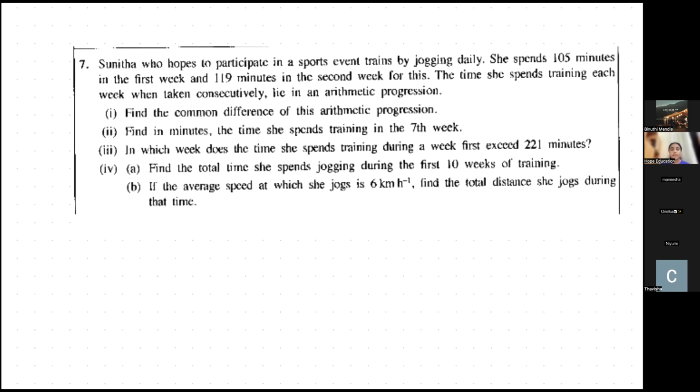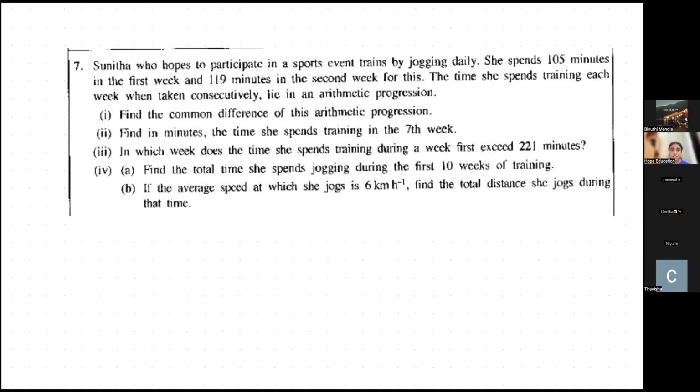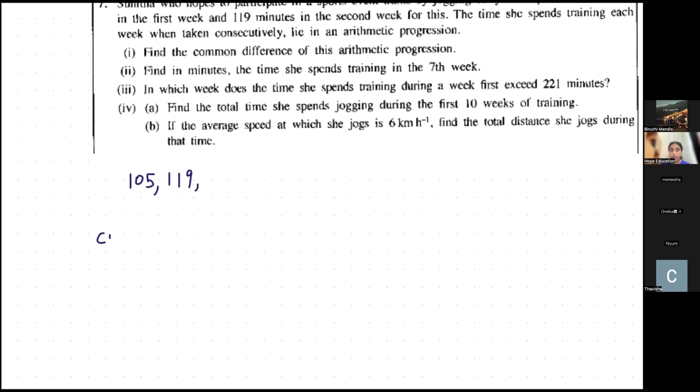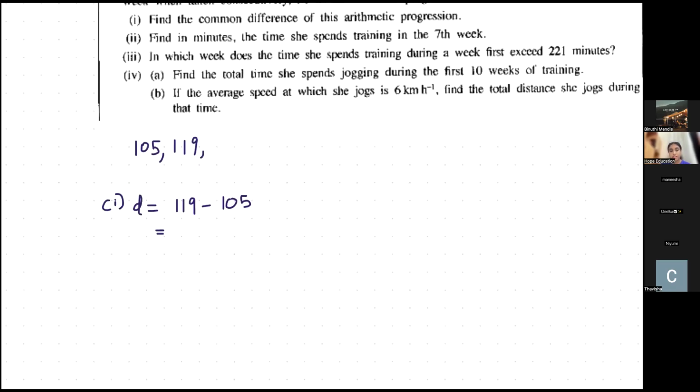Let's first build the progression. She spends 105 minutes in the first week, 119 minutes in the second week, and so on. Then we can find the common difference easily. We take one term, 119, and from that we subtract 105. So we get that the common difference is 14, right? Common difference is 14.